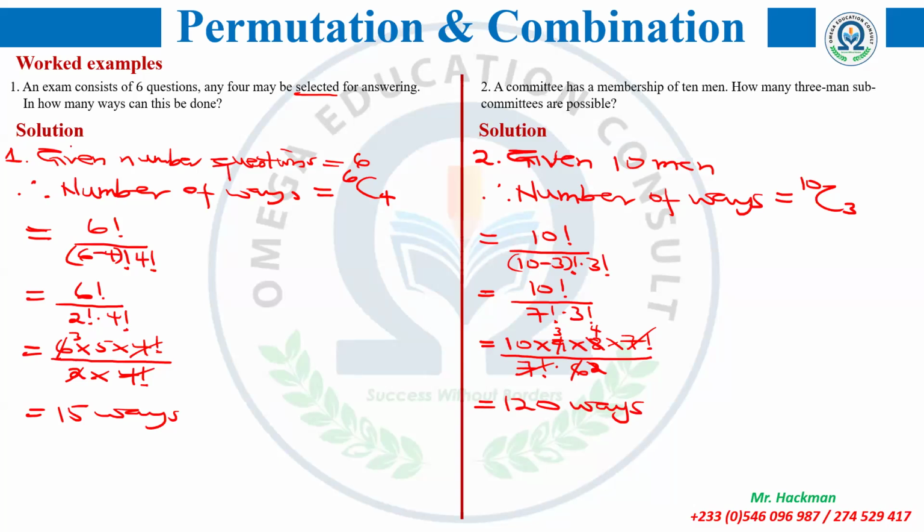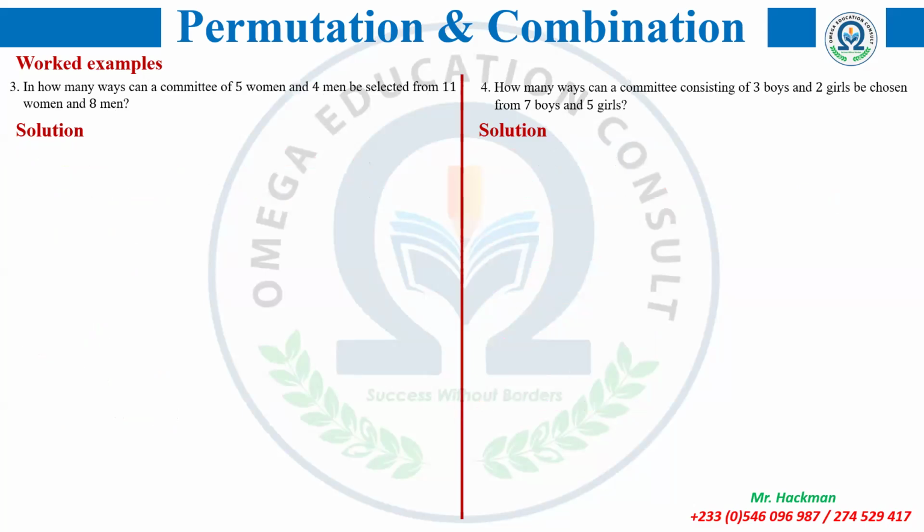Okay, so far you can see the combination is so easy. You need to know your N and your R, basically. That's all. So now let's move on to the third one.